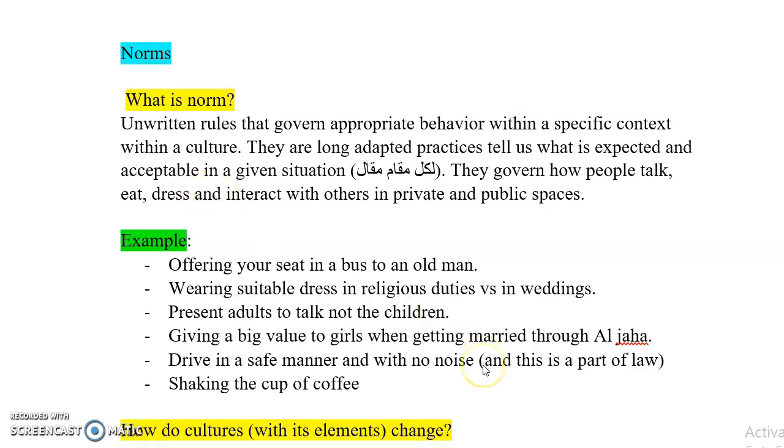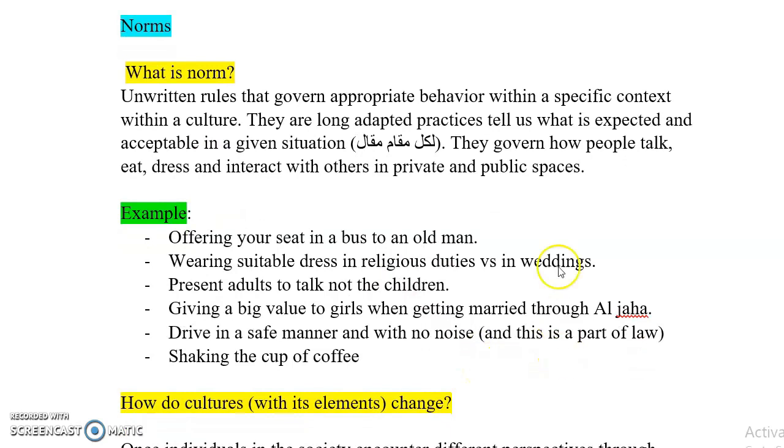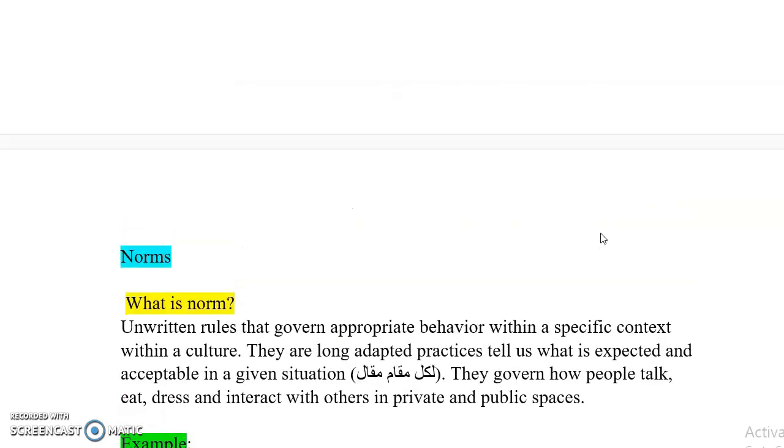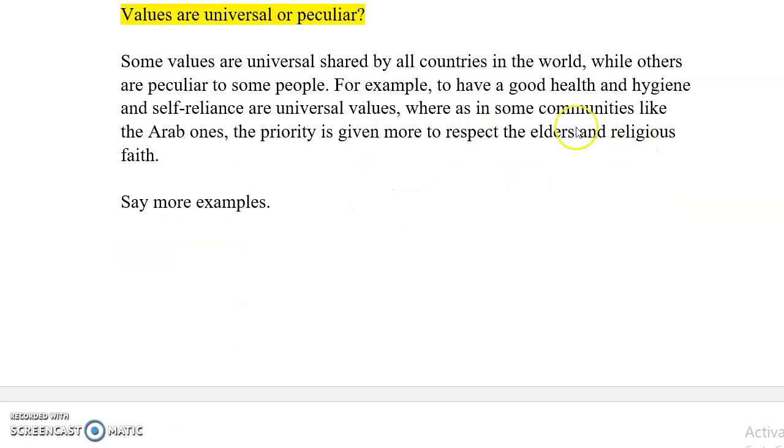We will get some examples here regarding the norms. The first one is offering your seat on a bus to an old man. This is a part of our norms in the Jordanian society. So if I find an old man or a religious man or a girl, I have to give them the priority to sit, to give them my seat on the bus. This is almost different actually from the example that I mentioned regarding the values.